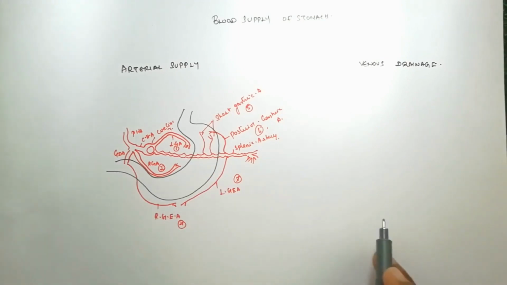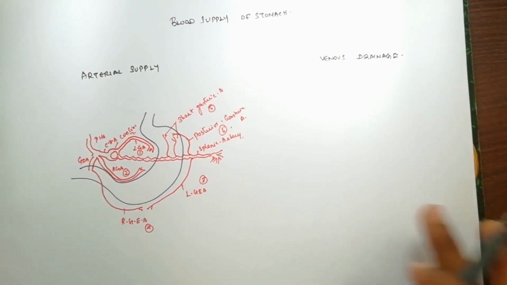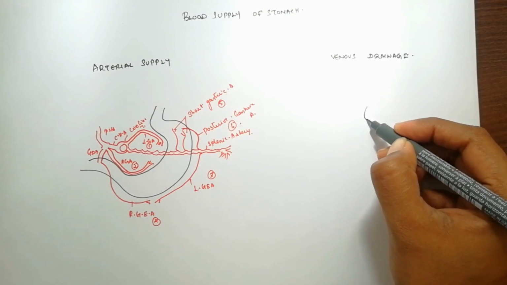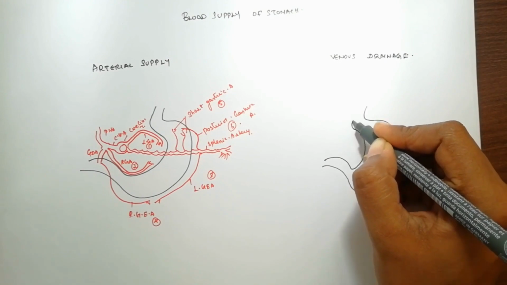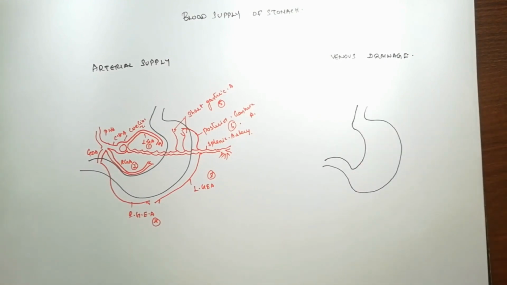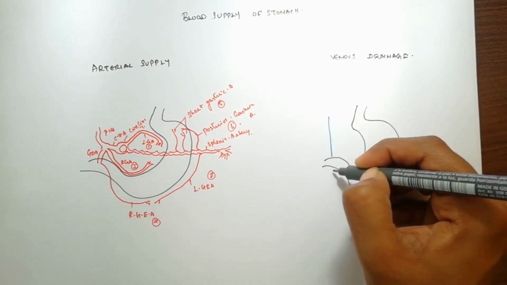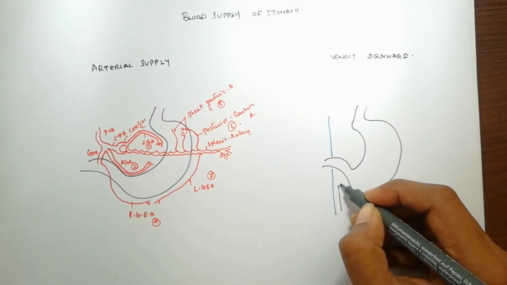Now we are going to see the venous drainage. If we are talking about venous drainage, we have corresponding veins: the same arteries that supply, the same way we have veins with the same names. So we have the stomach again. For venous drainage we have an important vein which is going to drain all of these, the portal vein, which is formed by 2 veins.